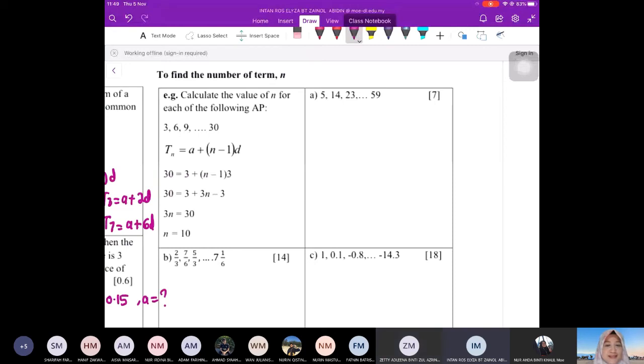Okay. You all tak tertanya-tanya ke? Korang nak ikut je ke? Korang kan suka argue kan? Argue tu sifat korang kan? Betul tak? Korang tak nak argue ke?